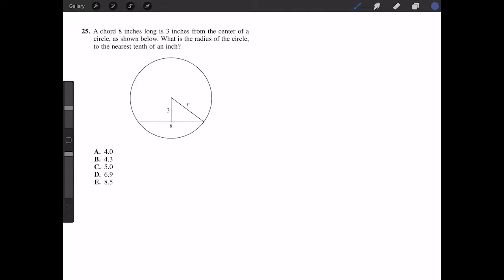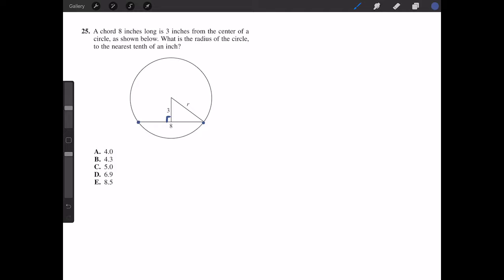For problem 25, a chord 8 inches long is 3 inches from the center of a circle as shown below. What is the radius of the circle to the nearest tenth of an inch? So this is one of those problems where you need to know that if you draw a chord inside a circle, going from one side to the other, every time they say it's a certain distance from the center, it means you're going to have a perpendicular line measuring whatever they said.